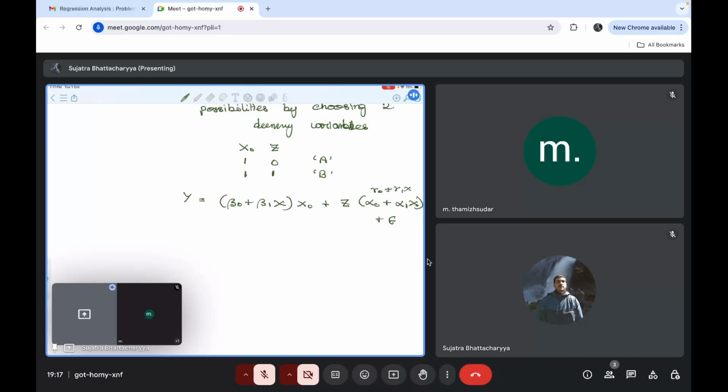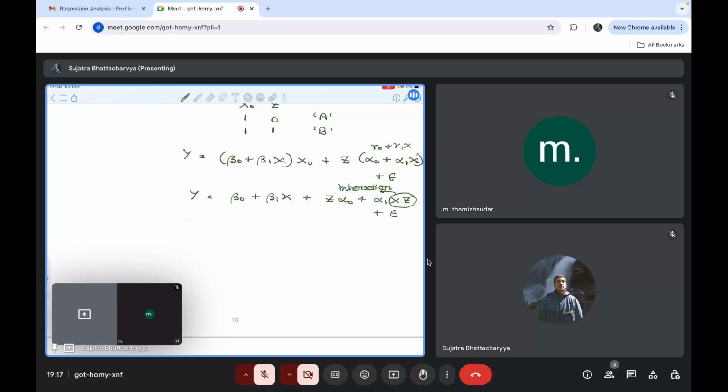So what will happen is that we can further write this as beta naught plus beta 1x, if x naught is 1. So we are just writing this. Finally, z alpha naught plus alpha 1 x z plus epsilon. This is this interaction term which we were talking about. So in the generalized case, we have this interaction terms. Of course, it will be there. Okay.